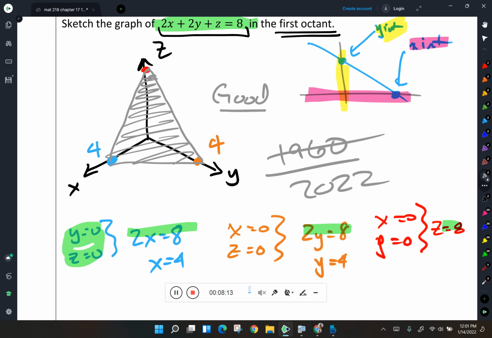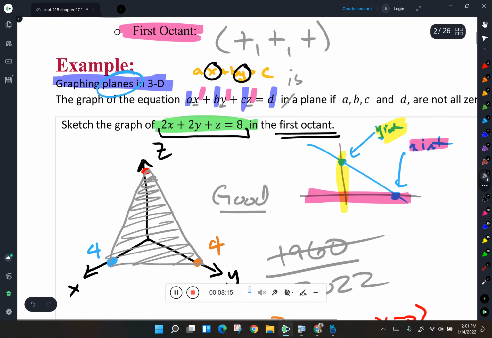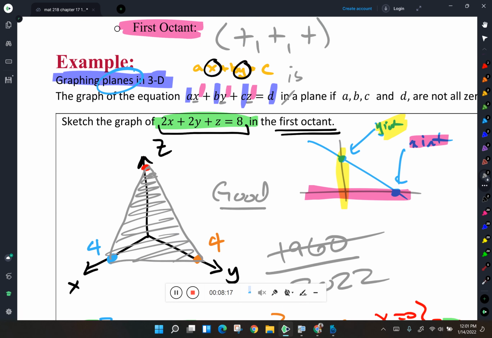Okay? All right, so let's just back up a little bit. What's my job here? My job is to graph a plane. A plane is that flat surface in three-dimensional space. This one's tilted at an angle, but it's still a flat surface. How do I know it's a plane? I'm looking at this equation right here, and this equation tells me it's a plane.